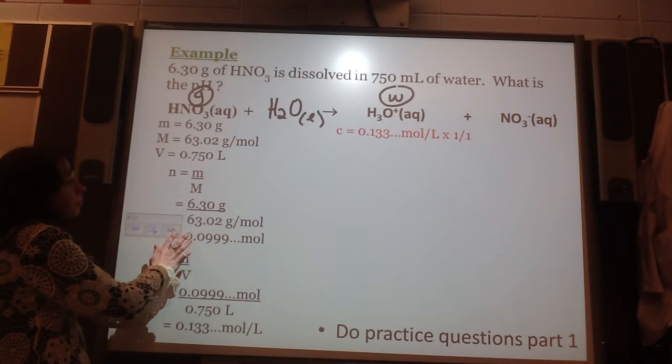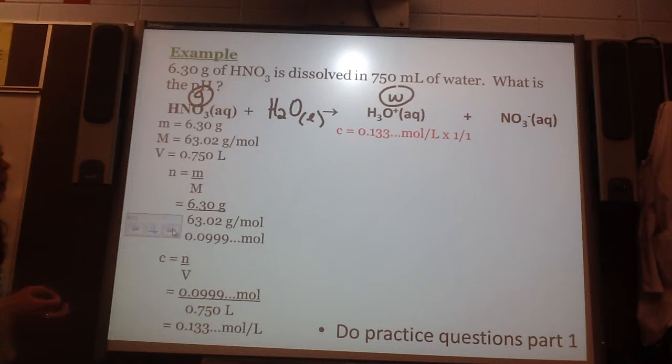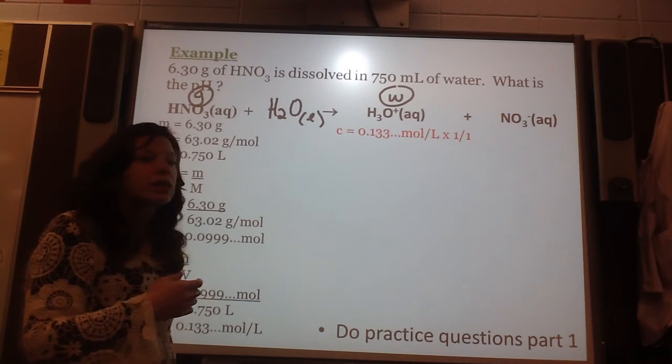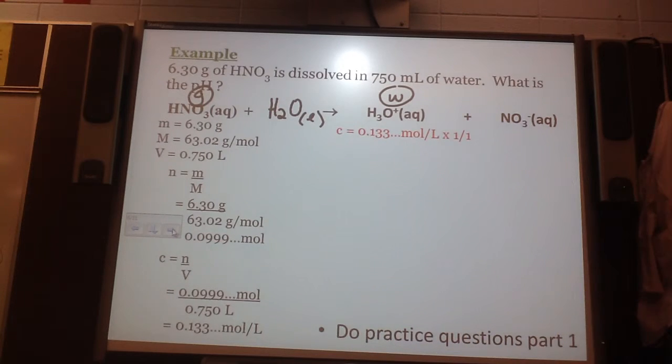So now we want to find the concentration of our hydronium ion. So that's times your wanted over given, which is just 1 to 1. So that's easy. Or it's simple, not easy. So we get 0.133 moles per liter.